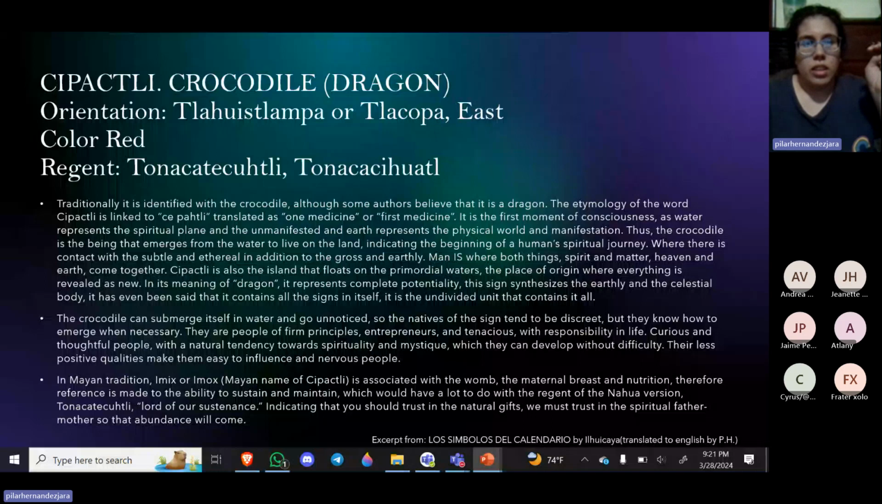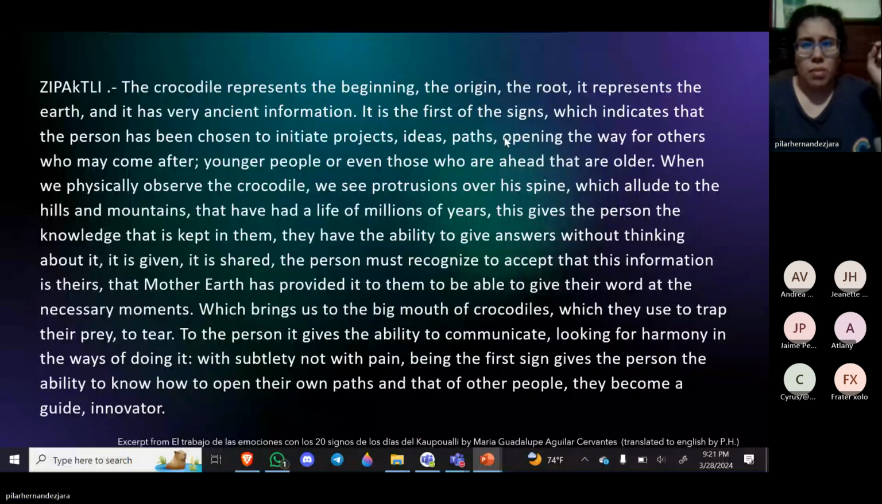There's another thing that I translated from a different document that talks about Zipaktli, and this one says the crocodile represents the beginning, the origin, the root. It represents the earth, and it has very ancient information. It is the first of the signs which indicates that the person has been chosen to initiate projects, ideas, paths, opening the way for others who may come after, younger people or even those who are ahead that are older.